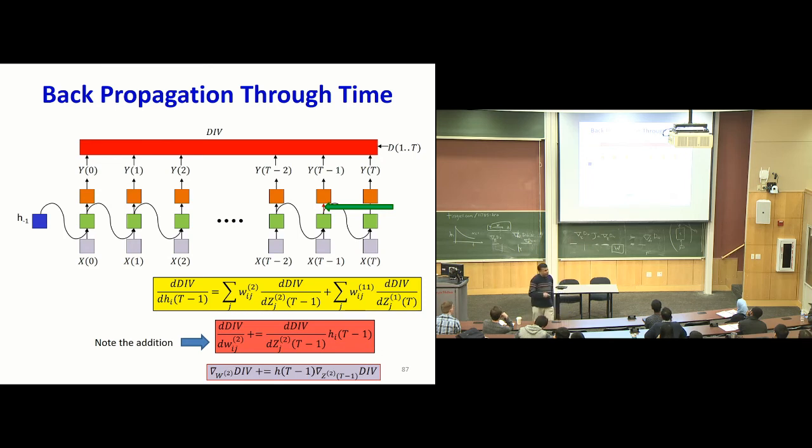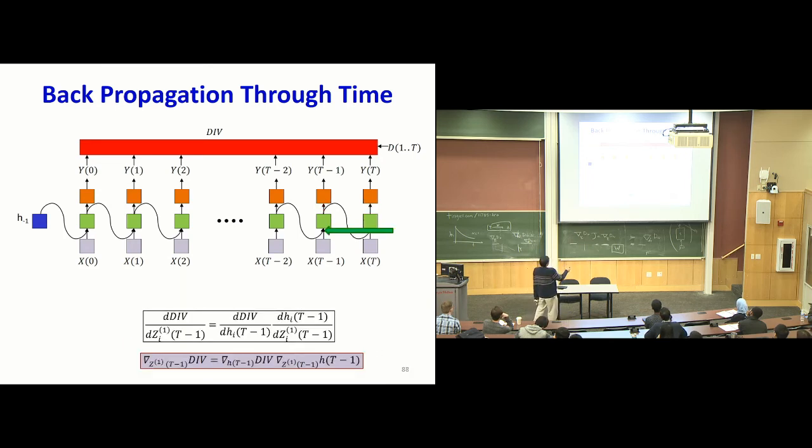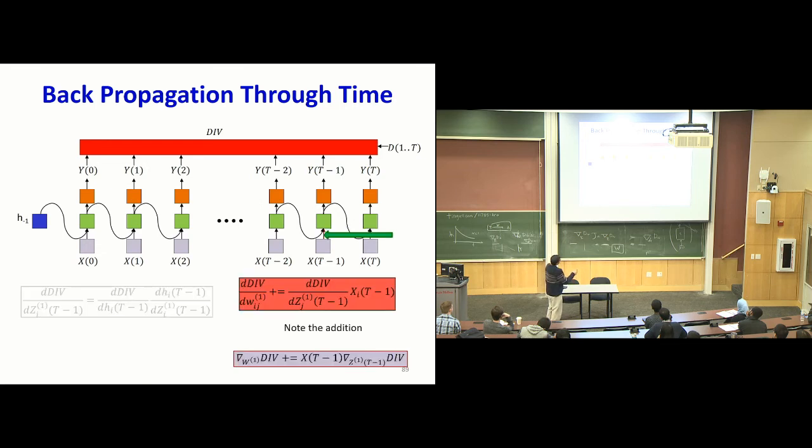Now I can keep going backwards. I can compute the derivative here, same rule as before, right? I post multiply the derivative with respect to h by the Jacobian here, and then I can compute the derivative with respect to these weights, which again is simply going to be x times the derivative at z1. But because the same weights are repeated, I'm going to actually be adding the derivatives.